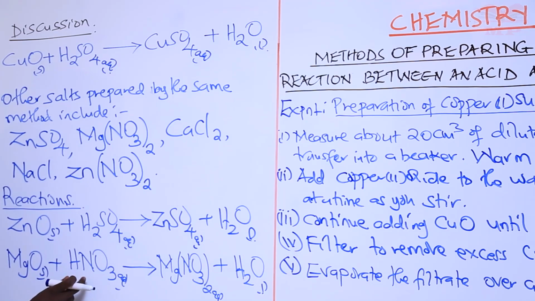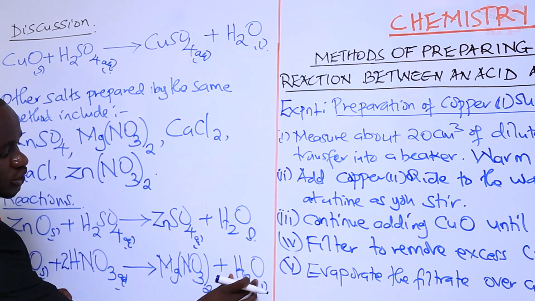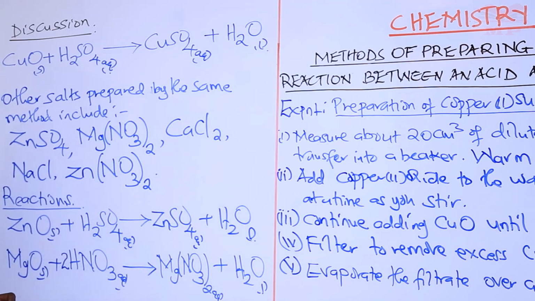Come to hydrogen. This side has 1 atom. This side has 2 atoms. Come to nitrogen. This side has 1. This side has 2. So the easiest way of balancing is if you put 2 on nitric acid, it will mean I'll have 2 atoms of hydrogen on the left and 2 atoms of hydrogen on the right. What about oxygen atoms? This will be 2 times 3, 6 plus 1, 7. 3 times 2, 6 plus 1, 7. That means we have balanced the atoms of oxygen.